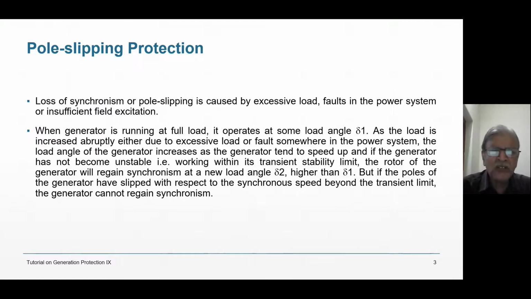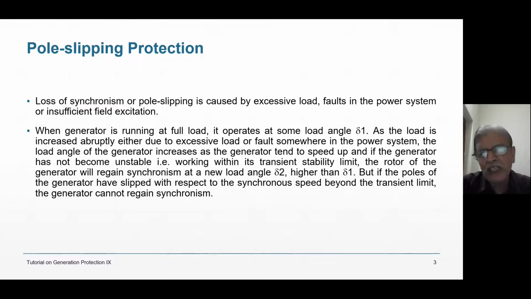So all the generators will be running asynchronously, and this is known as pole slipping. We were calling it power swing also. Both are the same terms. Pole slips, that means the rotor falls behind the stator rotating magnetic field. That is what is happening.